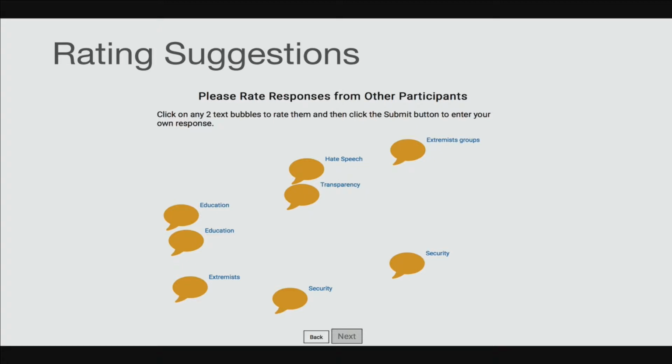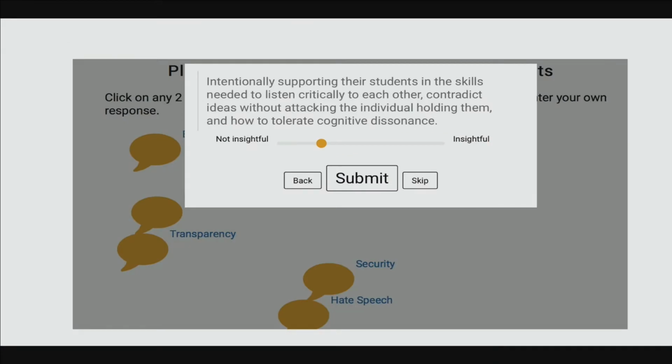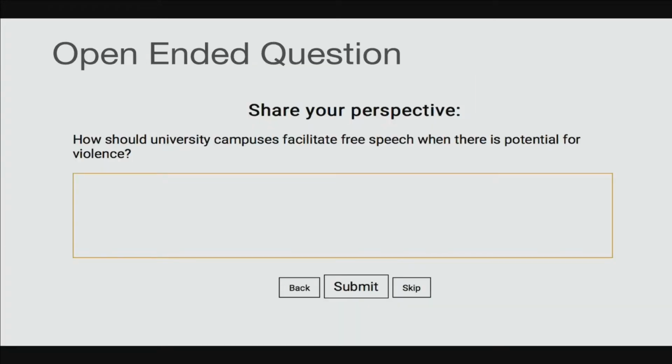Then you come to a point where you see a screen like this where there's a number of suggestions. These are what other people have entered, and you can click on these to rate the texts that other people have entered as their responses to this issue. This is how you do the ratings, from not insightful to very insightful, and then you share your own perspective. That's the way it works. And then afterward, you can go in and rate others, and then your own perspective gets rated.